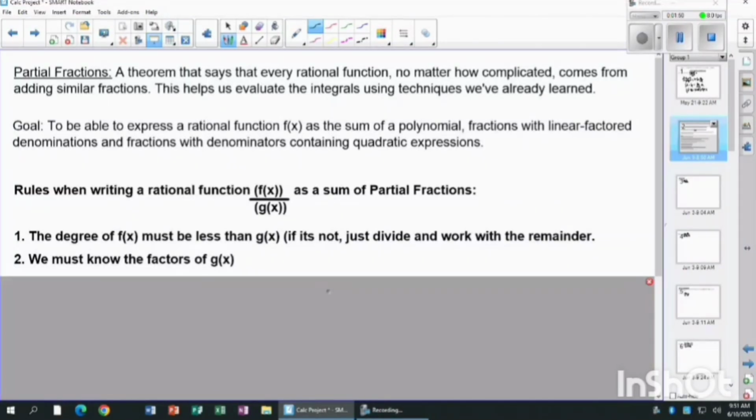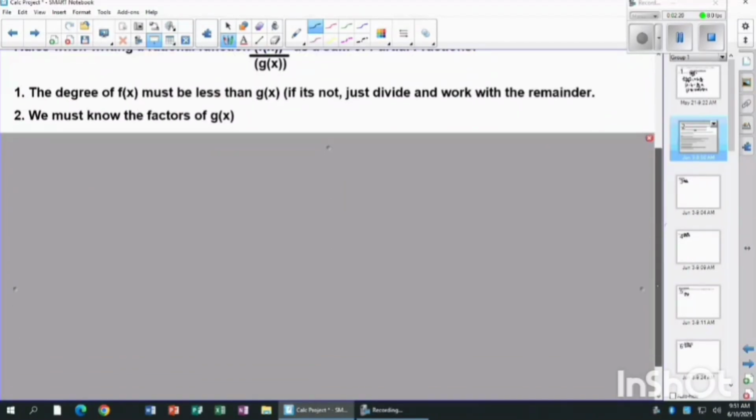Our goal today is to be able to express a rational function f of x as the sum of a polynomial, fractions with linear factor denominators, and fractions with denominators containing quadratic expressions. So there are a few rules when writing a rational function f of x over g of x as a sum of partial fractions. The first rule is that the degree of the numerator f of x must be less than that of g of x, which is the denominator, and if it's not, we have to divide and work with the remainder. And then also we must know the factors of g of x.